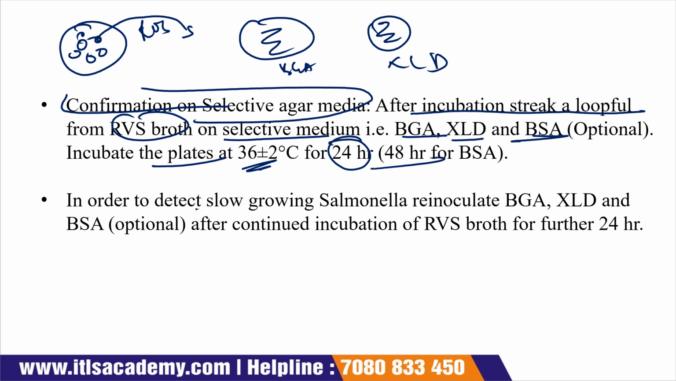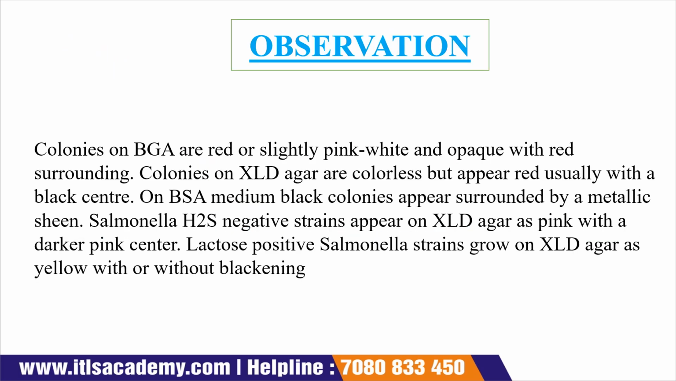Then in order to detect the slow growing Salmonella, inoculate BGA, XLD and BSA, optional, after continuous incubation of RVS broth for a further 24 hours.